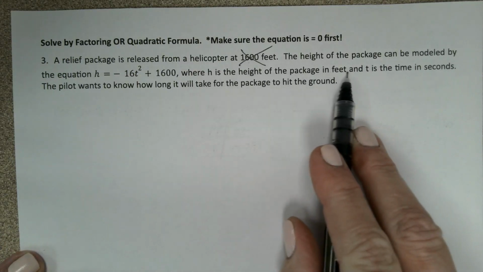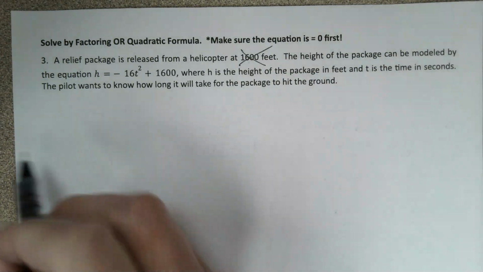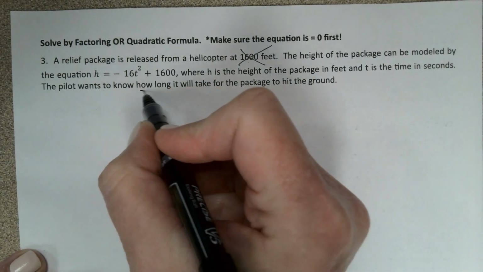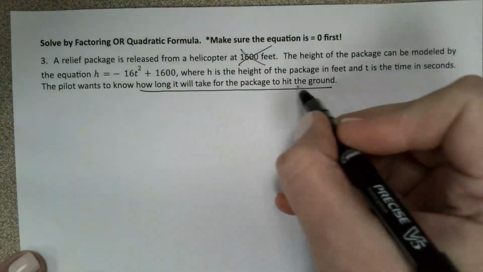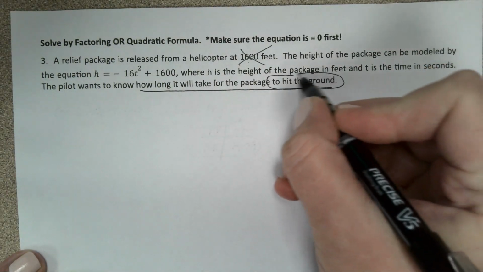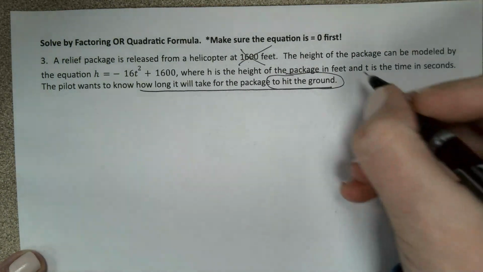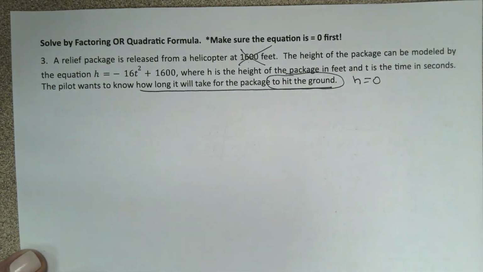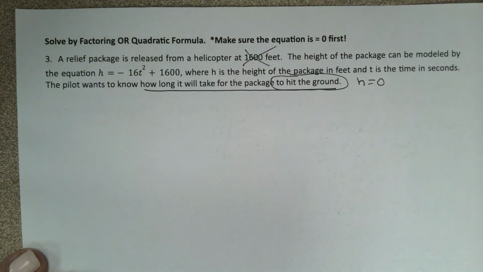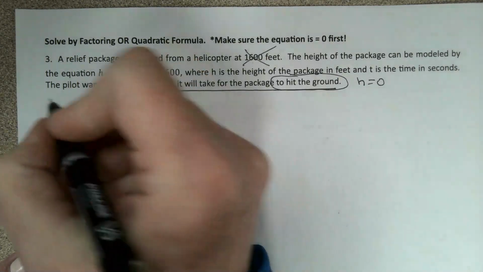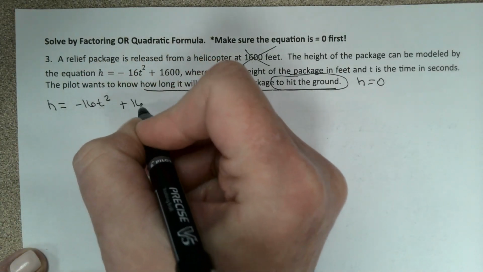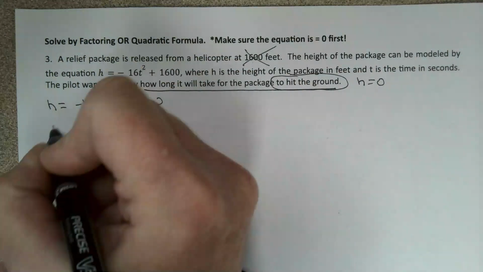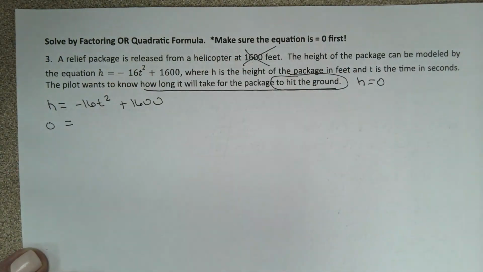H is the height of the package in feet. T is time in seconds. The pilot wants to know how long will it take for it to hit the ground. Anytime you see the phrase hit the ground, that basically means you're going to set H equal to 0 and solve. Solve using any method. H equals negative 16 t squared plus 1600. Substitute 0 in place of h.